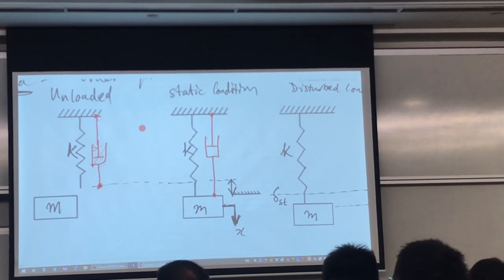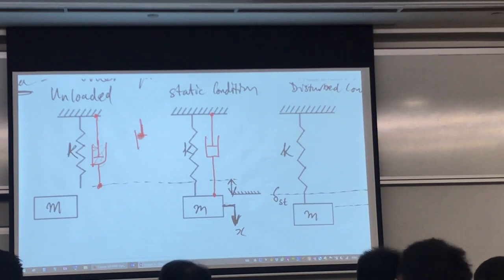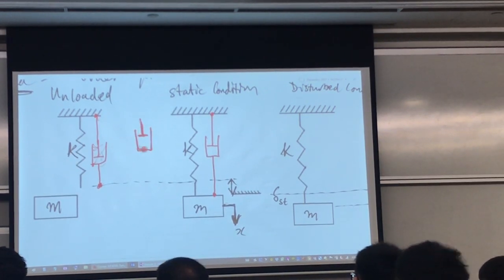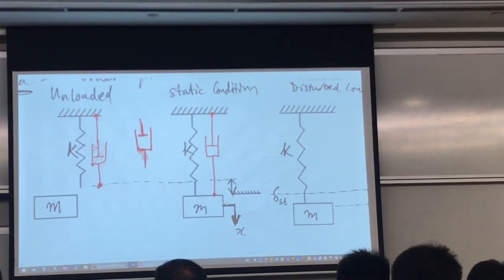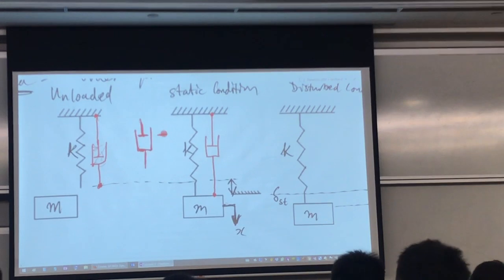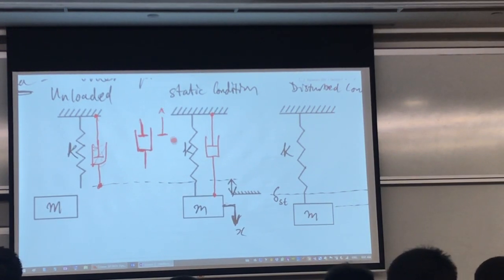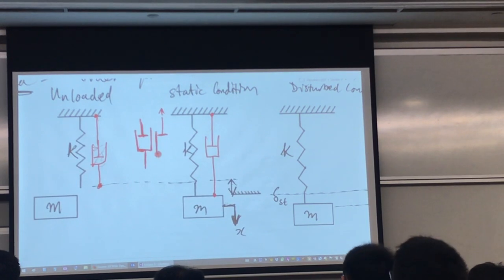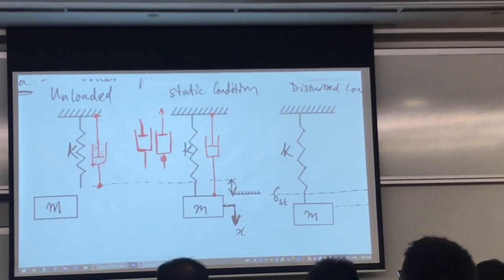So maybe I noticed that some of you don't really know how a damper works. So this part here is one piece. This part here is another piece. Okay. So you can move this thing upward, then it slides along the cylinder. That's how the damper works.